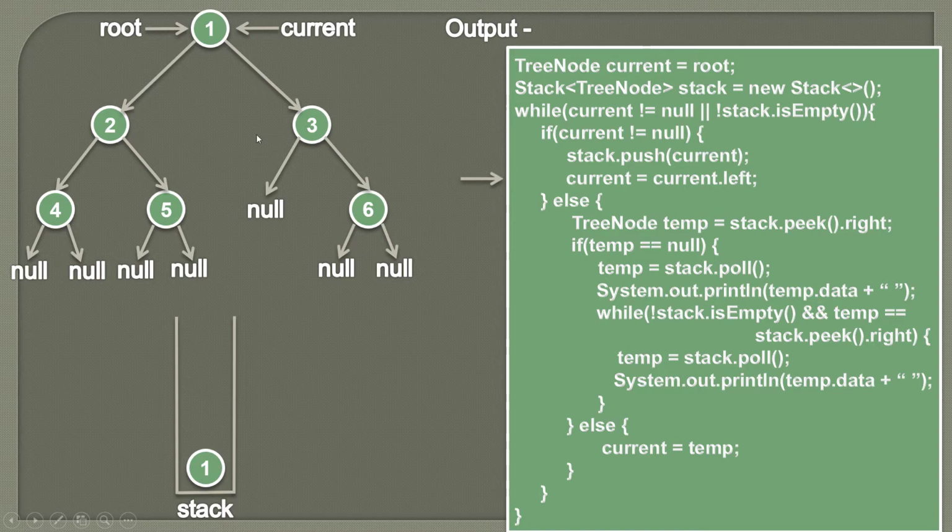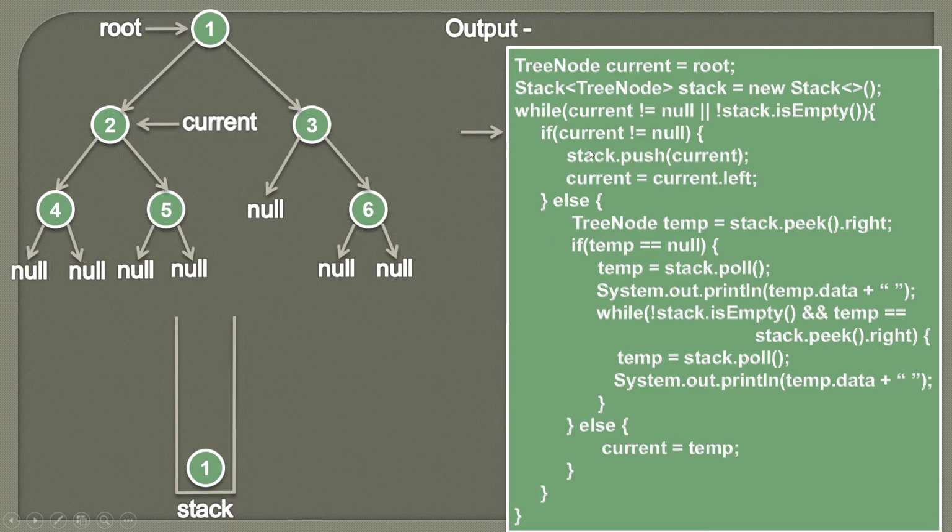and then we traverse to its left by assigning current's left to current. Current is pointing to node 1, its left is pointing to node 2. So now current will point to node 2. We again check whether current is equal to null or not. Current is not equal to null, so the first condition comes out to be true, and we don't evaluate the second condition because of this OR operator. So this while loop will execute.